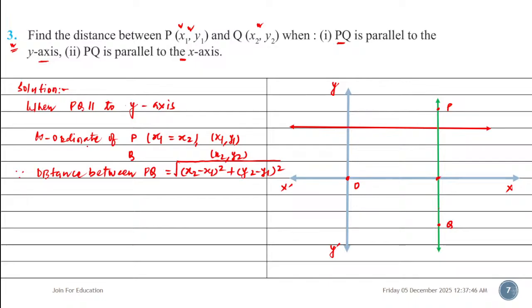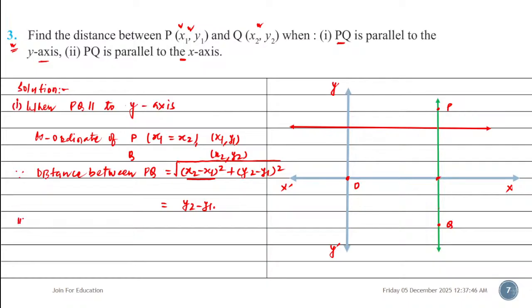So when PQ is parallel to the y-axis, then we have x1 equal to x2. So this one will be what? 0. So distance between P and Q will be y2 minus y1. Hope there is no problem to understand up to this step. See the solution of the first part of this question.